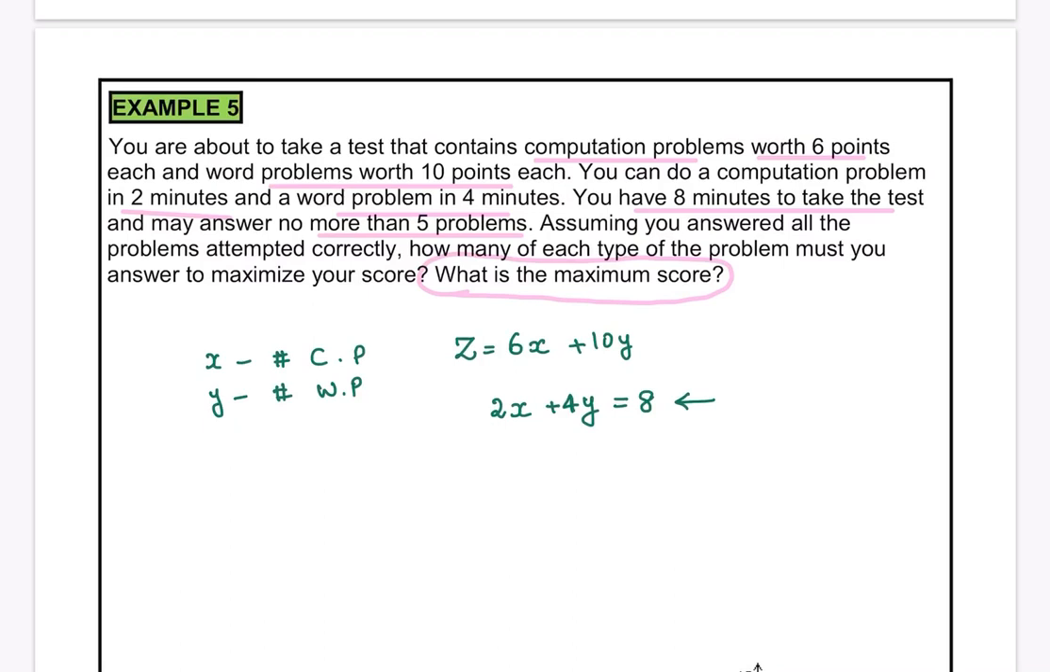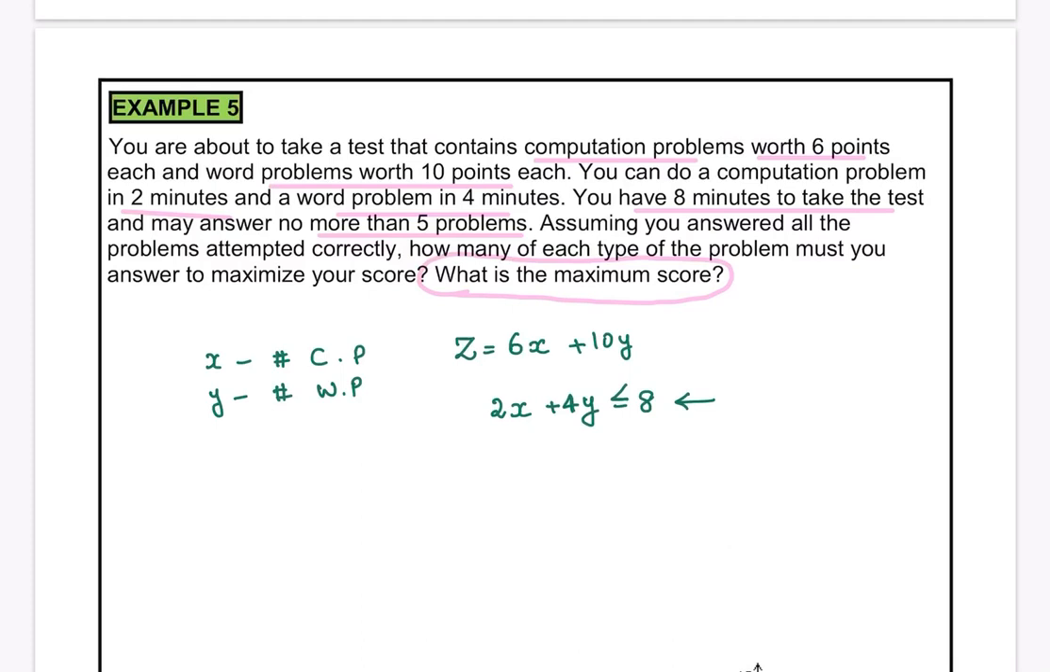So actually, I'm going to say this is less than or equal to 8 rather than saying 8. You have up to 8 minutes. You might leave the exam early. You might finish the exam in 7 minutes or 5 minutes or 3 minutes and so on. So 2x plus 4y is less than or equal to 8. So the maximum is going to be 8.